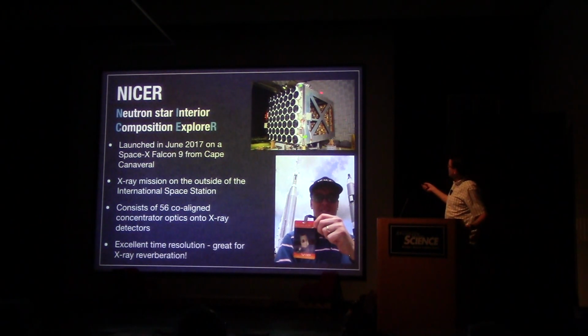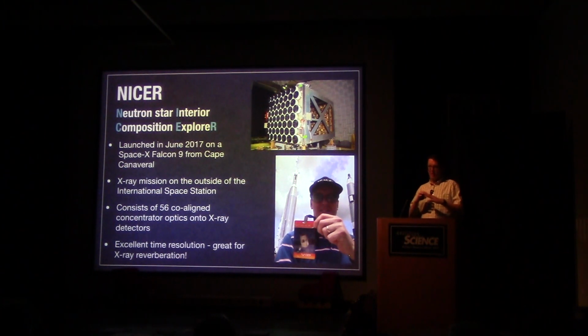This is an image of it in the lab. This was built at NASA Goddard Space Flight Center. It's about the size of a washing machine. And each of these 56 things is what we call X-ray concentrator optics. They're basically crude X-ray mirrors that focus the light down onto an X-ray detector. This was launched to the space station from Cape Canaveral on a SpaceX Falcon 9 rocket in June 2017.